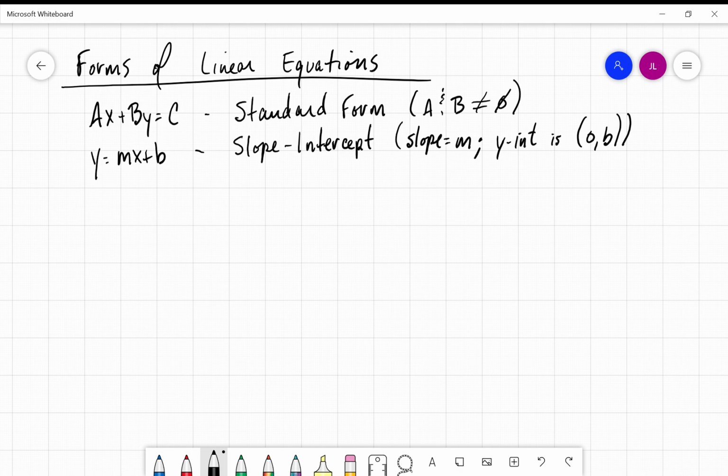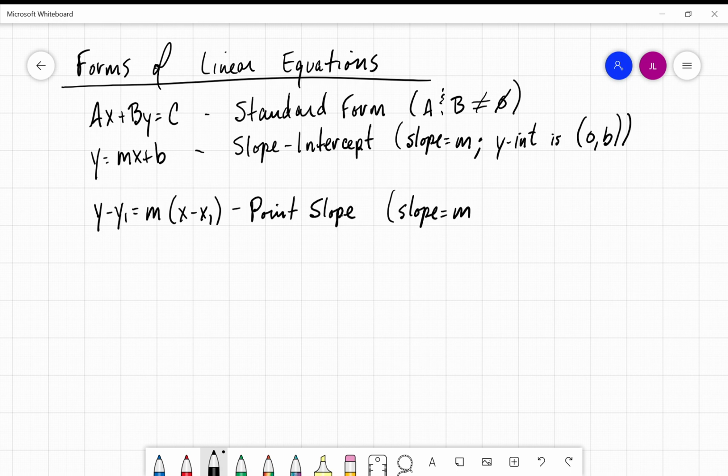Now, another one we have was our point-slope form, which is y minus y1 is equal to m times x minus x1. And this is point-slope. And remember, in point-slope, the slope is equal to m, and our (x1, y1) is a point on the line.